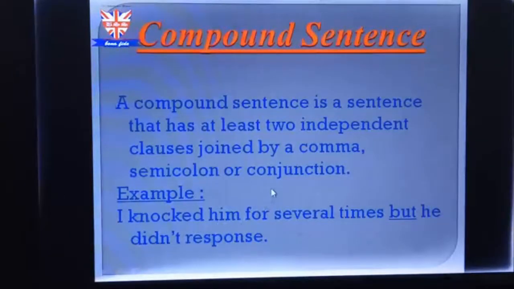For examples of conjunctions, you can keep in your mind FANBOYS. F for, A for and, N for nor, B for but, O for or, Y for yet, S for so. So these are some examples of conjunction. You can find out more.